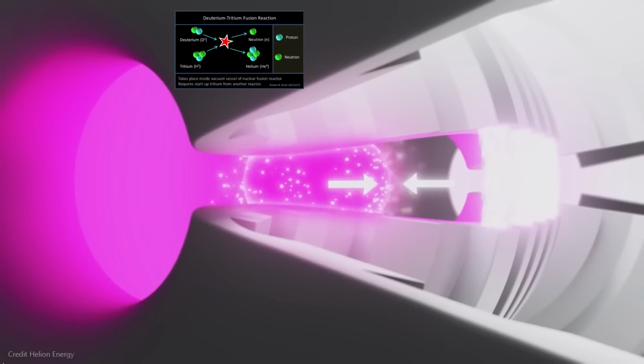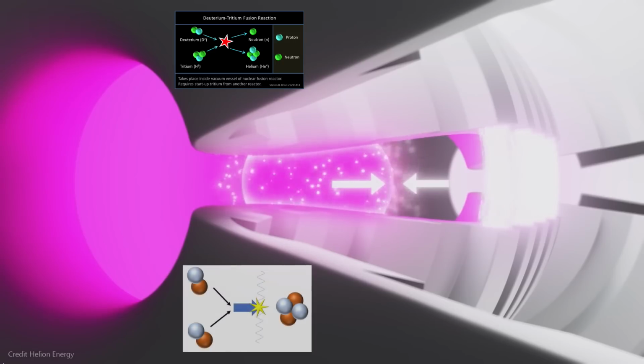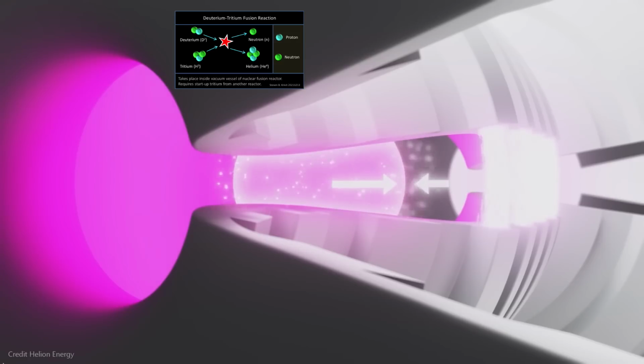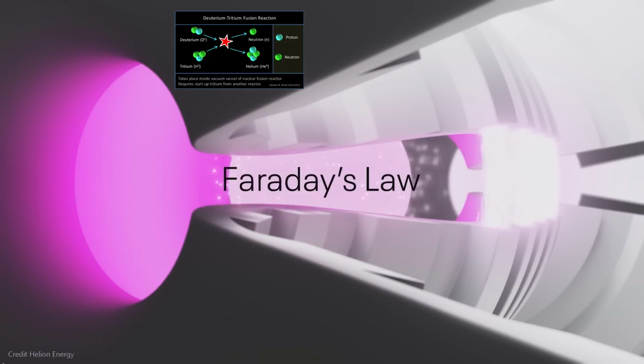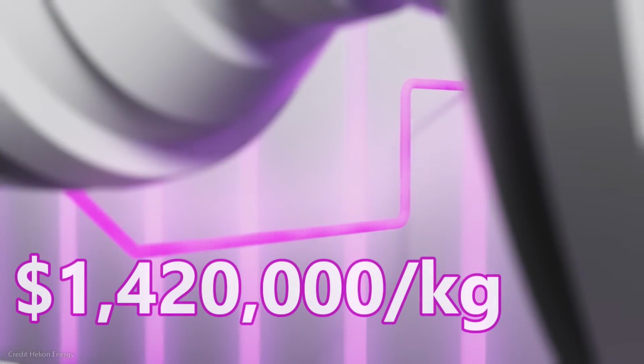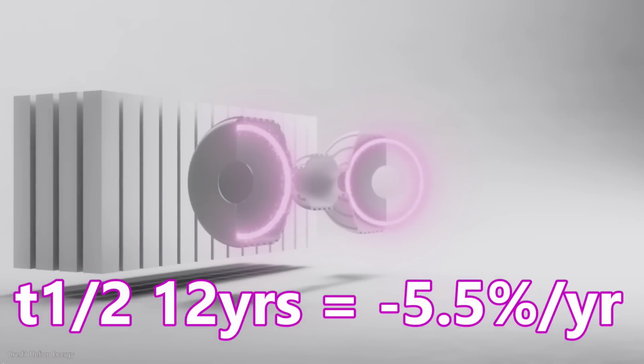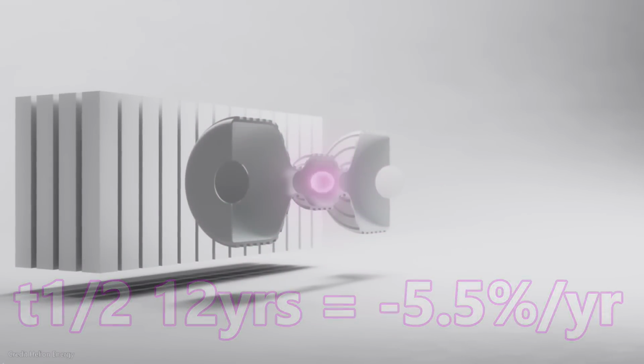While the Helion machine uses the much more difficult deuterium-deuterium reaction, many other reactors, like the massive ITER, will need tritium to work. Tritium is also needed for atomic bombs, so if you want to buy any, you are competing with the U.S. military, which routinely pays up to $1,420,000 per kilogram for it. Tritium has a half-life of 12 years, meaning it decays at a rate of about 5.5% per year.